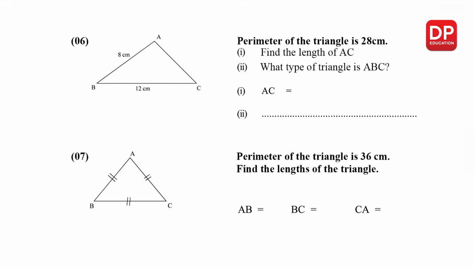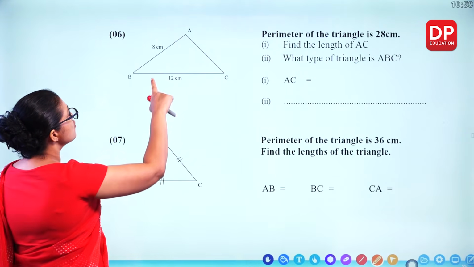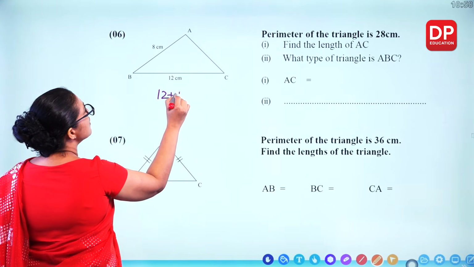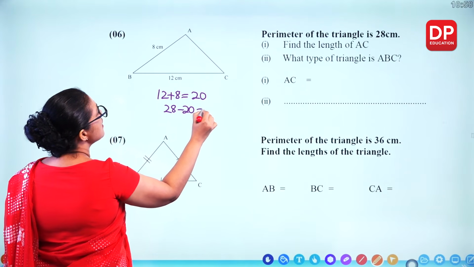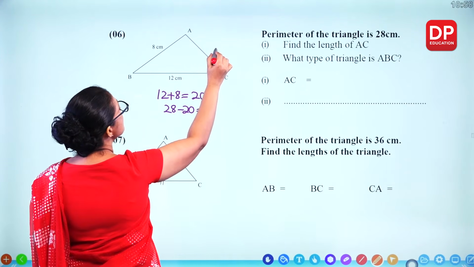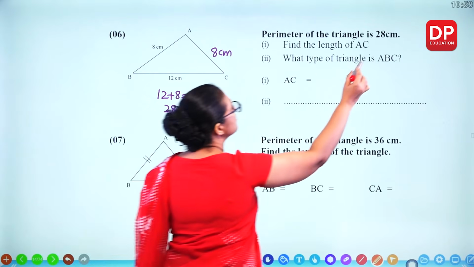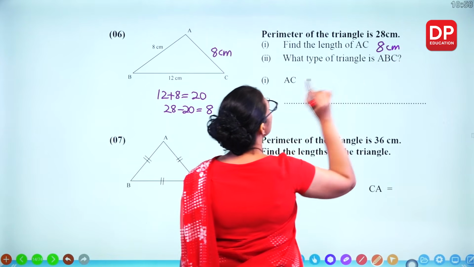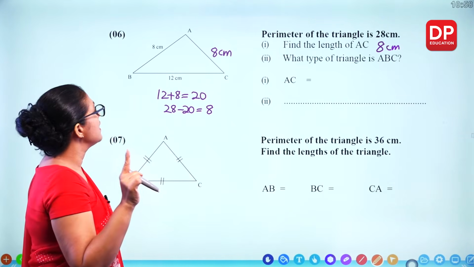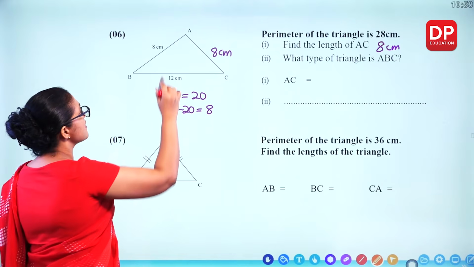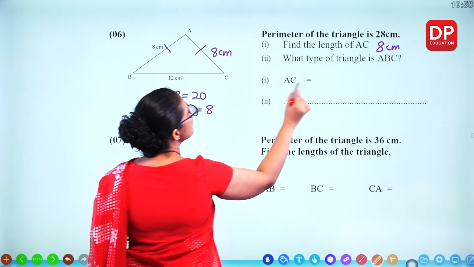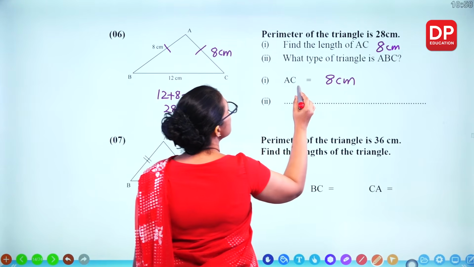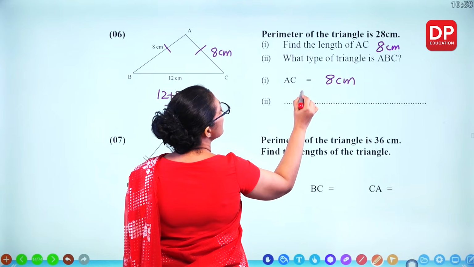Perimeter of the triangle is 28 centimeters. Find the length of AC. So you can do, what is 12 plus 8? 20. So 28 minus 20, you get 8. So AC is 8 centimeters. What type of triangle is ABC? 8, 8, 12. Two lengths are equal. That's an isosceles triangle. So I can write AC is 8 centimeters. What type of triangle? Isosceles.